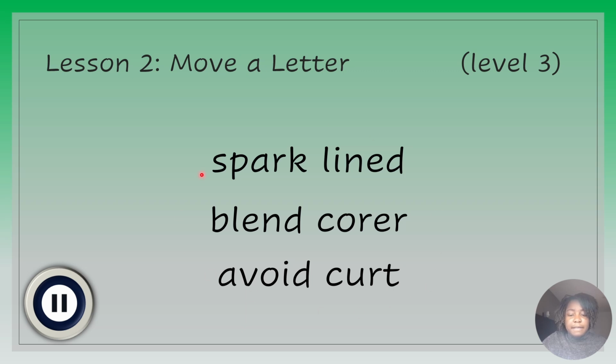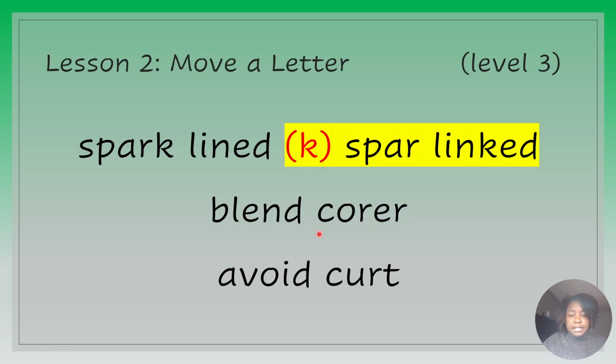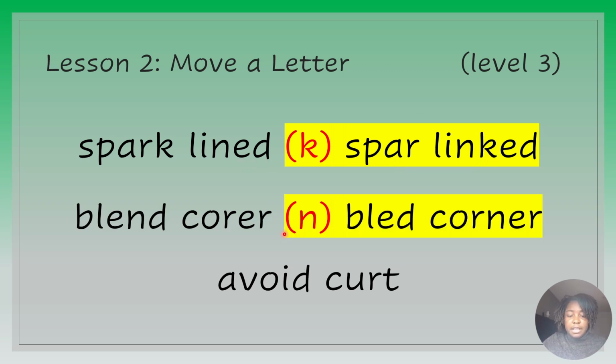Now, have a go at these three and see if you can do them yourself. Pause the video here if you need more time. Right, let's check out some of your answers. So if you remove K from Spark, you would get spa, and add it to lined and you would get linked. If you had chosen N from blend, again using those consonant clusters, you would have gotten bled, and then added it to Cora, you would have gotten corner.